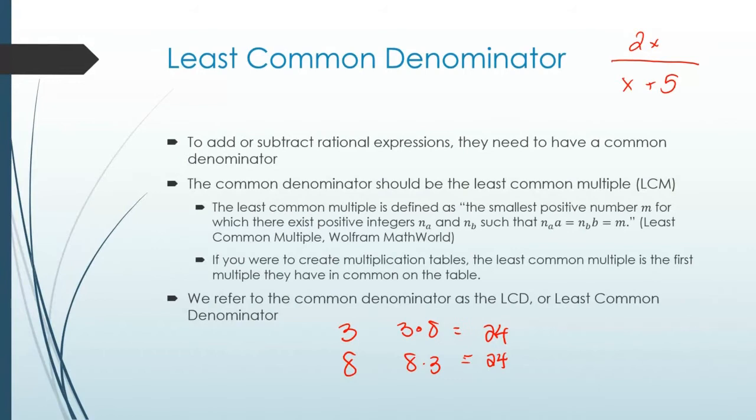So when you're doing a common denominator, you want your common denominator to be the least common multiple because you want it to be the smallest number you can use, because it's easier to work with. And so they call that the least common denominator.